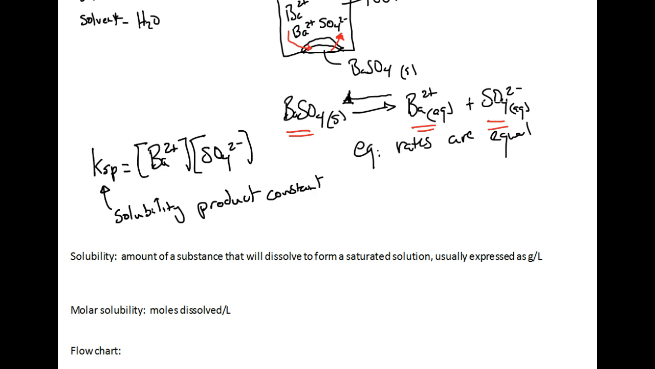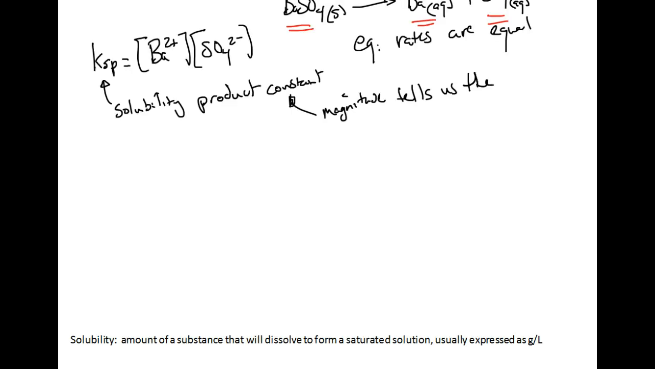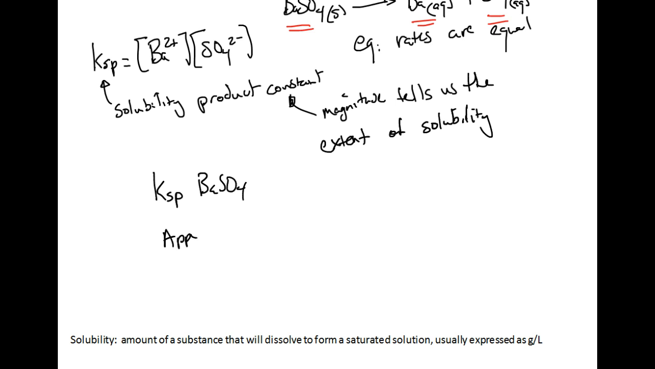And what does that solubility product constant tell us? The magnitude tells us the extent of the solubility, meaning how much will dissolve. Now we can look up the KSP value for barium sulfate, and that's going to be located in Appendix D in the back of our book, and we find that that's 1.1 times 10 to the negative 10th.